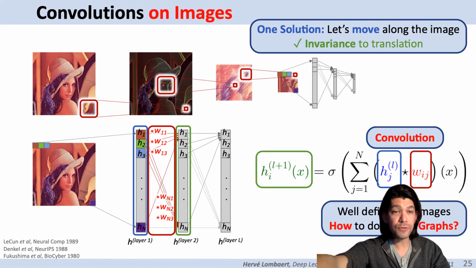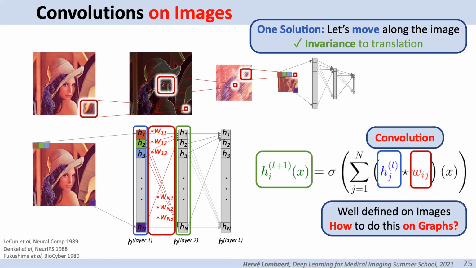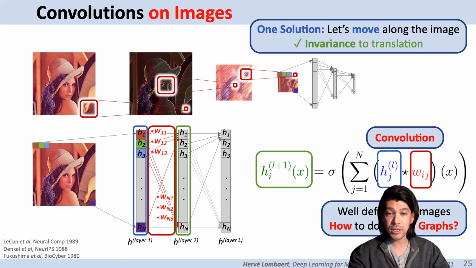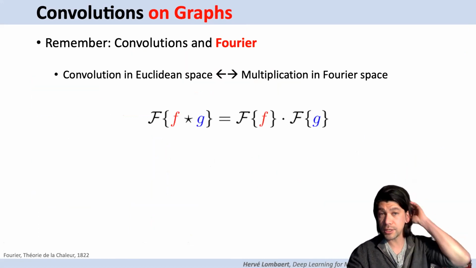But that's fine if we have an image. Let me hide a bit here. If we have an image, that's okay. But how do we define neighborhood? How do we define convolution kernels on something that is not an image anymore, but a graph? Like, how do you convolve? Where do you go left? Where do you go right? What is up and down on a graph, for example, particularly on a brain? That's what we'll see here.